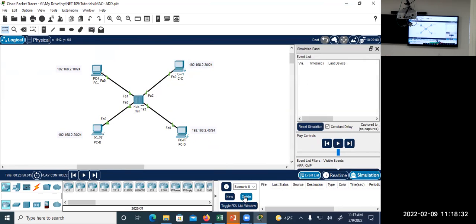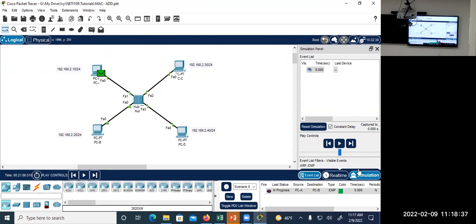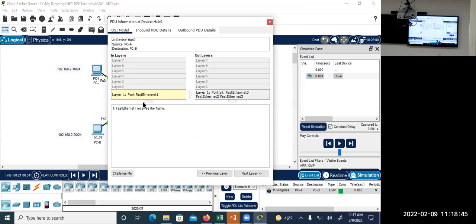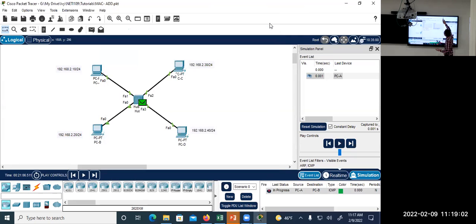Now what happened here? Let me do the simulation again. So what happened here? See, when you send to the hub, what happened? You can look in the frame of the hub. You see, in the hub, you have no idea what the MAC address is. You have no information about the MAC address. It's totally layer 1. It's only about the cable. You have no idea what the MAC address is. So that's why when you send to the hub, it sends to everyone. Whenever you send to the hub, it sends to everyone here.